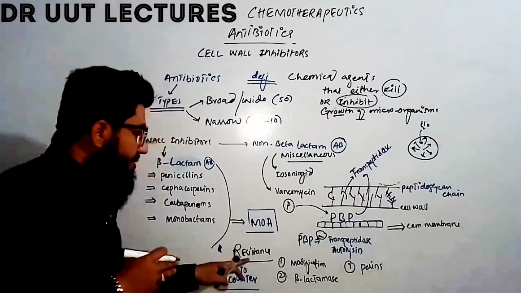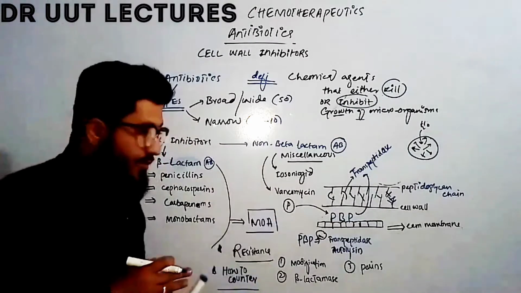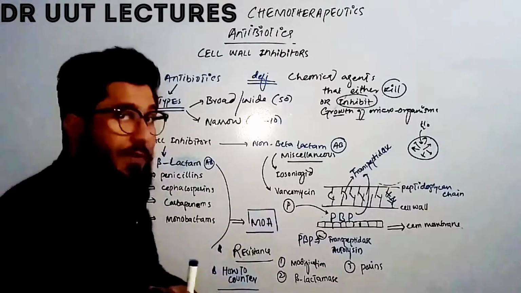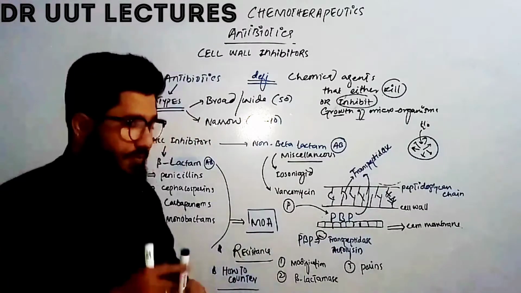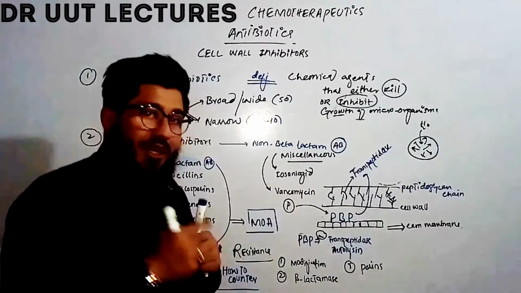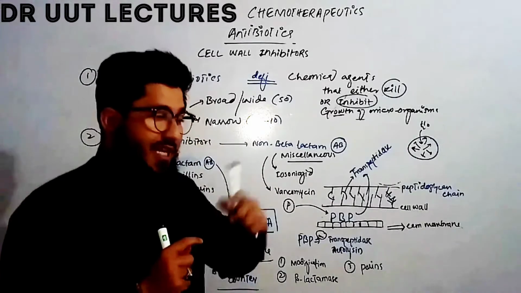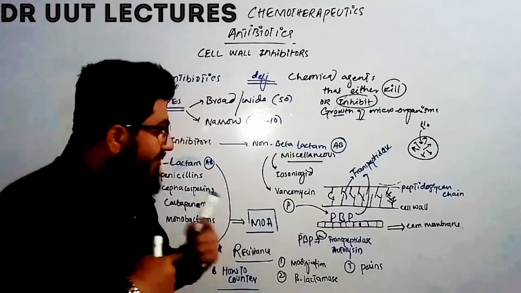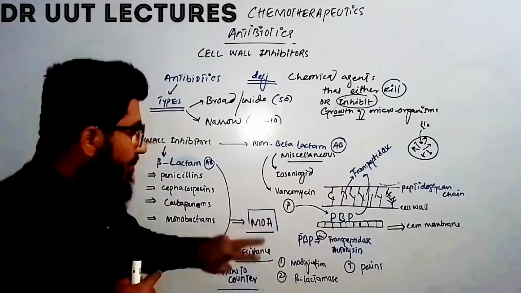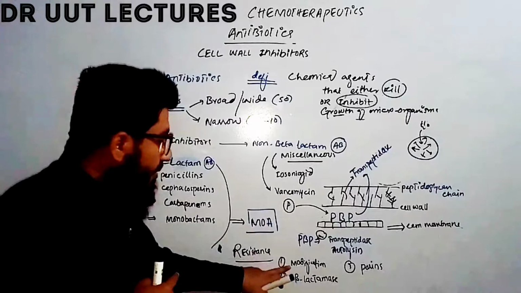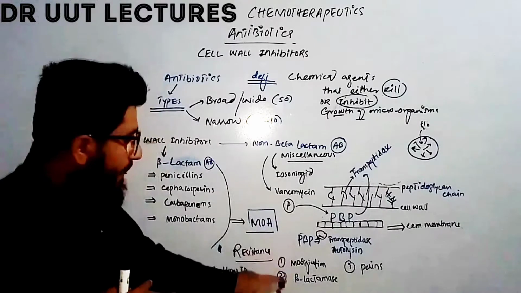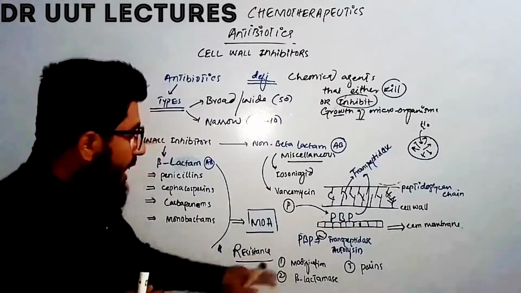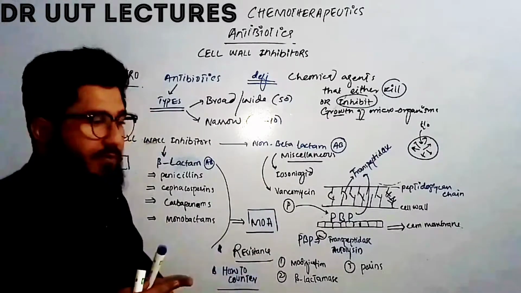Now, sometimes the bacteria develop resistance. Why and how do they develop this resistance? Very simple. When we use the same particular antibiotic time and again, after a long time the bacteria develop resistance. They do so by two very common methods. Number one, modification of the penicillin binding protein. Number two, beta-lactamase production.